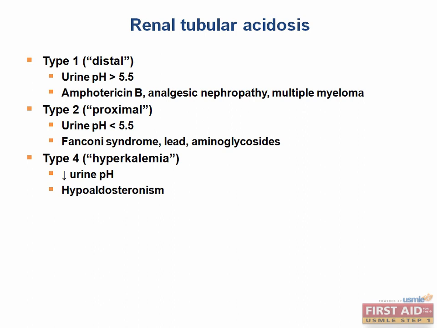Lastly, we have type 4, or hyperkalemic renal tubular acidosis. This results from hypoaldosteronism, or the inability of the collecting tubules to respond to aldosterone. Therefore, the hydrogen ion and potassium secretion are both reduced. This type is most commonly seen in the condition of diabetic nephropathy.